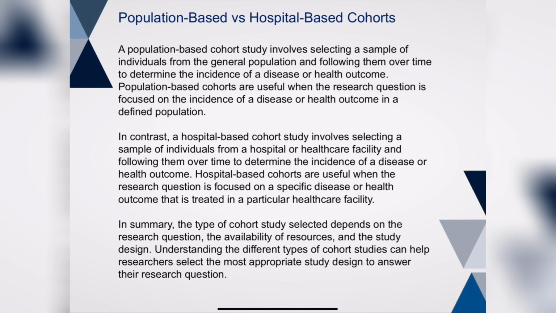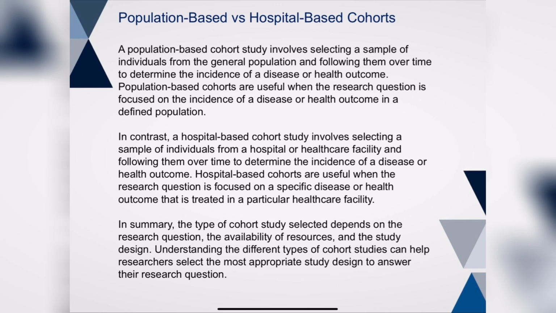Now the next one is population-based versus hospital-based cohorts. A population-based cohort study involves selecting a sample of individuals from the general population and following them over time to determine the incidence of a disease or health outcome. Population-based cohorts are useful when the research question is focused on the incidence of a disease or health outcome in a defined population.